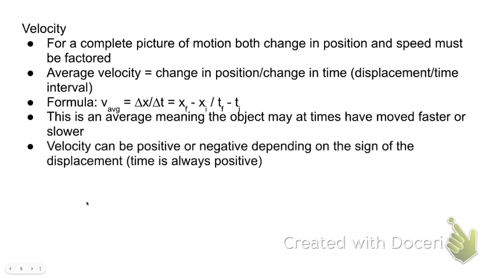Velocity can also be positive or negative. This depends on the sign of the displacement because, as you know, time cannot be negative. We can't rewind time. We're never going to have negative time. But if your displacement is negative, then your velocity will be negative. And all that means is that you were traveling in the negative direction.